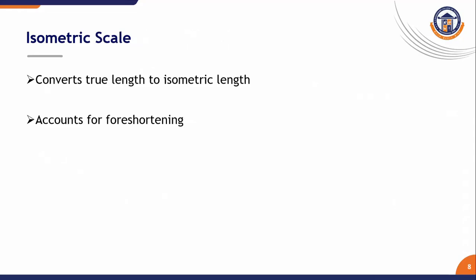Next one is isometric scale. It converts true length into isometric length. It accounts for foreshortening.